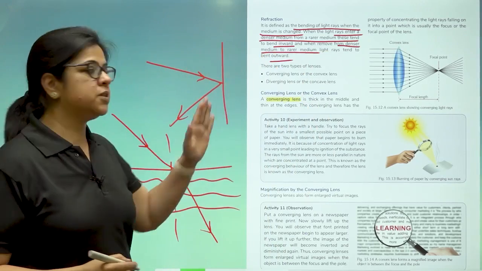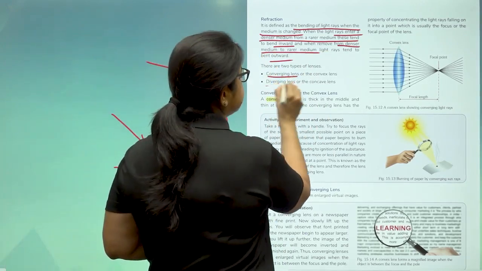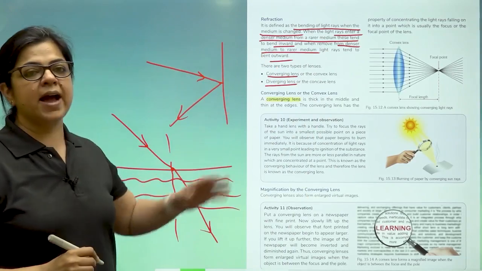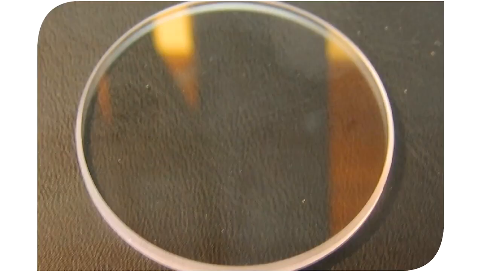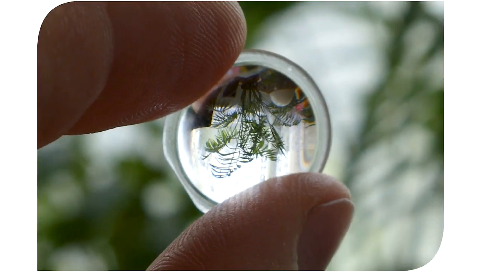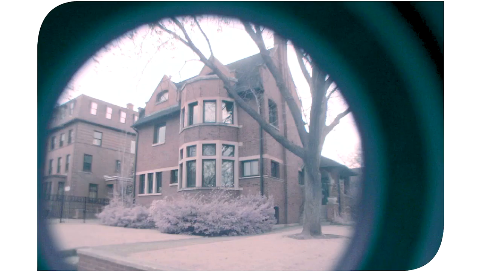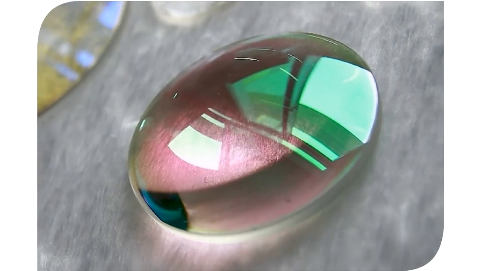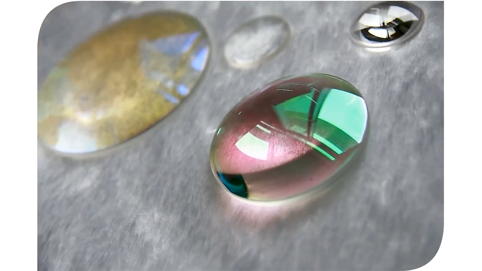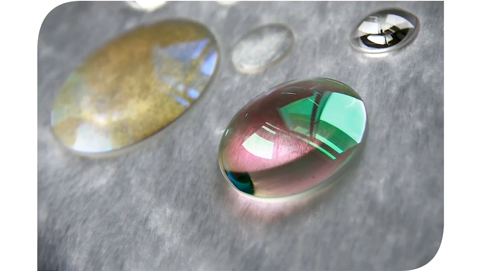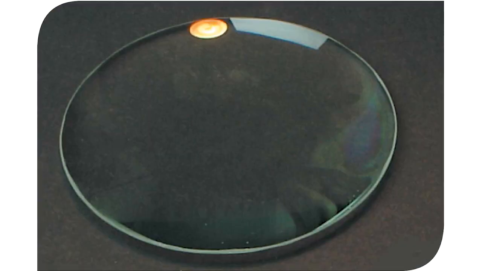So based on this principle, there are two types of lenses, diverging lenses and converging lenses. A lens is any piece of transparent material bounded by two curved surfaces or by one curved surface and one plane surface. Lenses are of two types, convex lens and concave lens. A convex lens is a lens which is thicker in the middle and thinner at the edges. It is also called a converging lens. A concave lens is a lens which is thinner in the middle and thicker at the edges. It is also called a diverging lens.